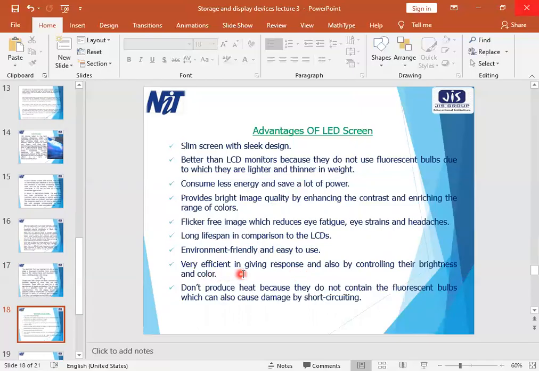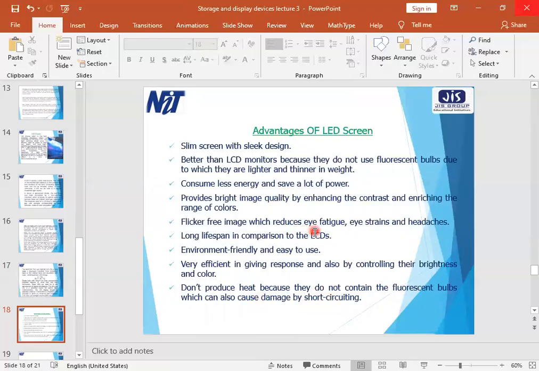These are very efficient in giving response, and by controlling their brightness and color, we can control the eye fatigue. They do not produce heat. I told you, because of that, they do not contain fluorescent bulbs. As they do not contain the fluorescent bulb, that is why they are not producing heat, and this is also the cause of non occurrence of short circuiting.